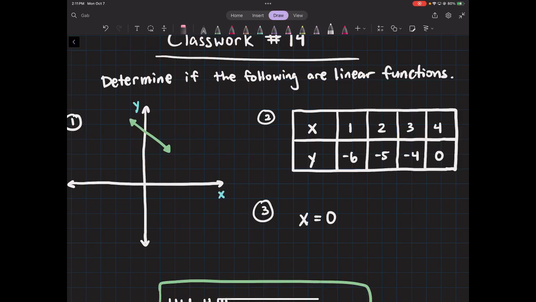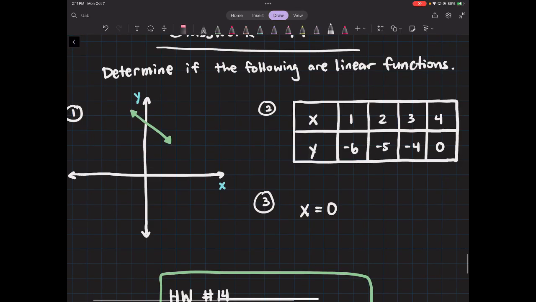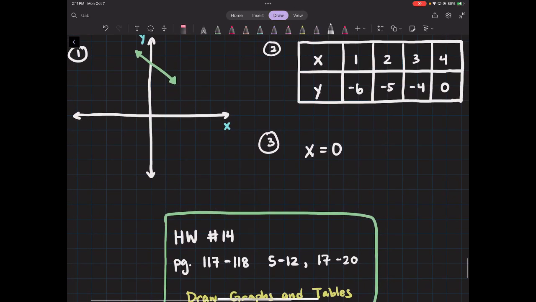Okay, this is classwork 14. The classwork and the homework are the same number, okay? You got 3 classwork. Make sure I check before you leave. And then you're home.